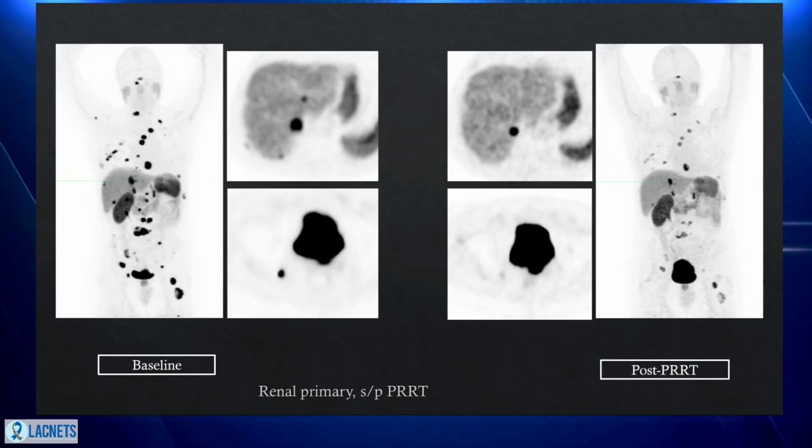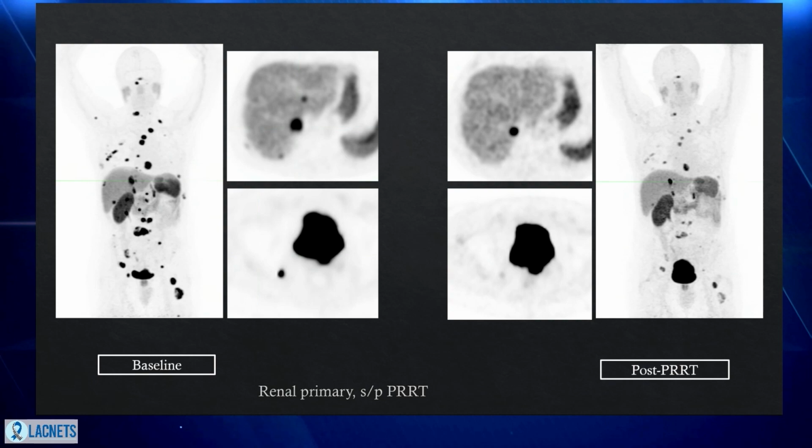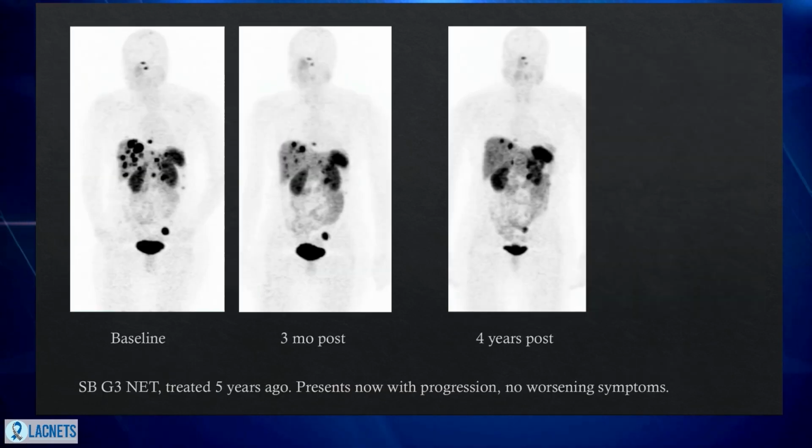This is a case, for example, renal primary, patient was treated with PRRT. On the left side is baseline. And after PRRT, we don't rely only on the level of uptake, but we see that there are many lesions that disappeared. So the disappearance of lesions is an indicator of tumor response here.